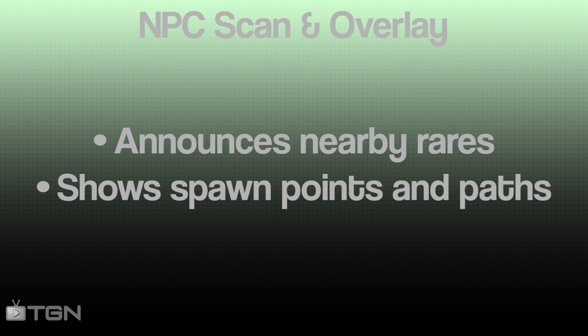NPC Scan will let you know when there is a rare spawn around, also allowing you to easily mark it and target it. NPC Scan Overlay will put marks on the map to let you see where the mobs spawn or travel. Even if you're not a rare farmer or are not looking for spirit beasts or something, it is nice to be flying around or questing and all of a sudden there is a rare you can kill.